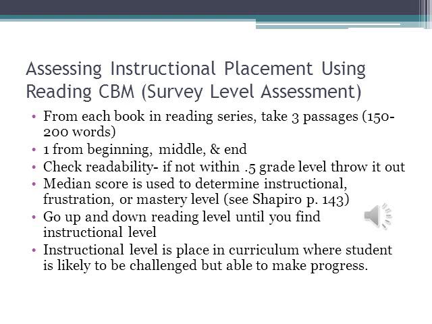So we use reading CBM to monitor students' progress to see how they're doing, but we can also use it in the form of a survey level assessment to make sure that the student is at the instructional level, so they're not being presented with material that's much too difficult for them and they can't benefit from instruction. So here are the steps to use reading CBM to assess instructional placement, or what they call a survey level assessment. First, from each book in a reading series, you would take 3 passages, and those passages would be between 150 and 200 words.